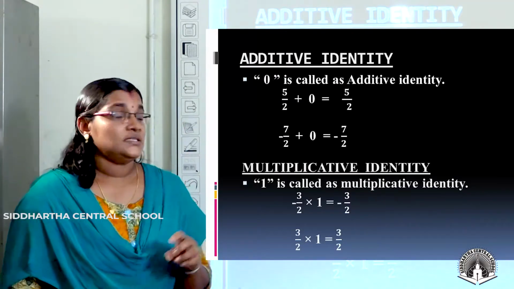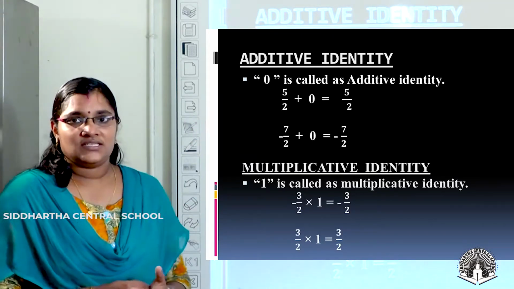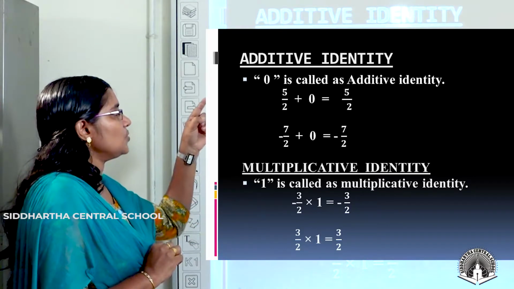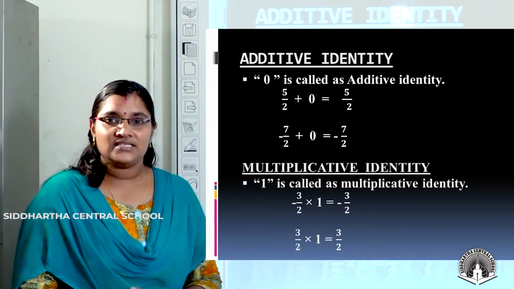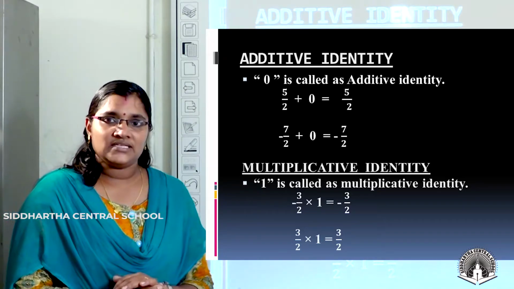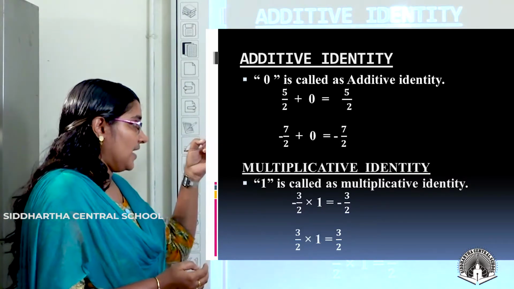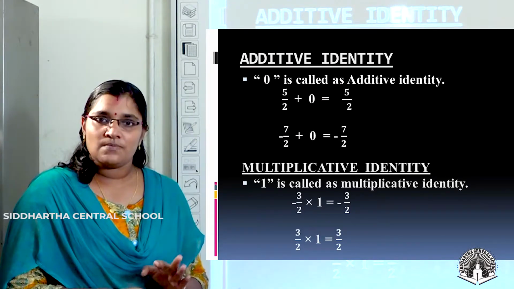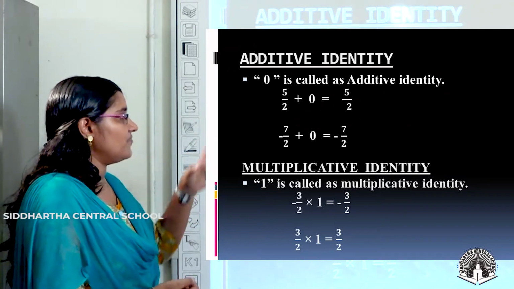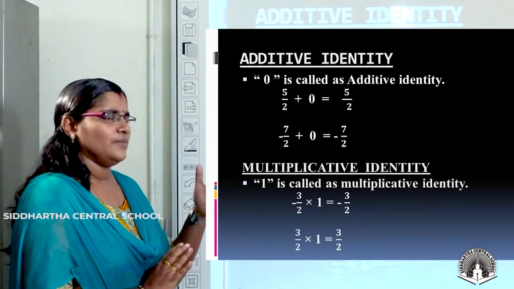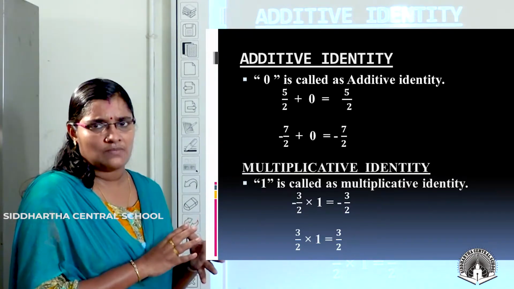Then next is additive identity. Additive identity means 0 is called an additive identity. Why is 0 called the additive identity? If we add 0 to any rational number, we get the same number itself. For example, 5 by 2 plus 0. What is the answer? 5 by 2 itself. So we get the same number itself.